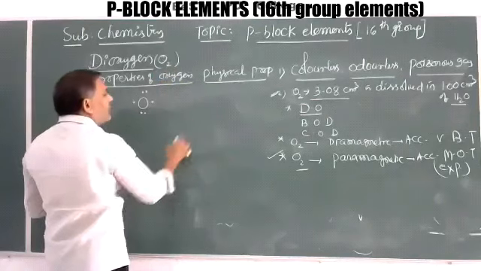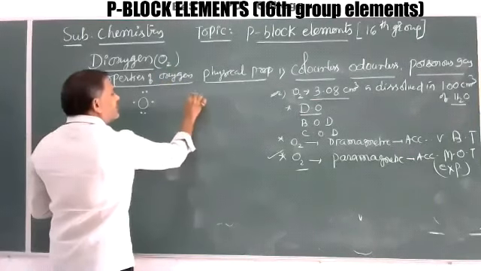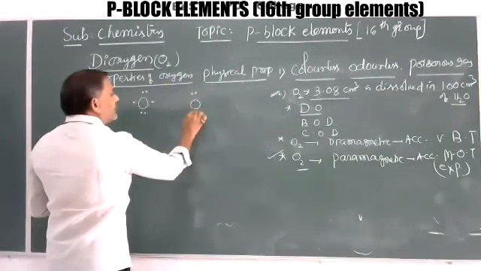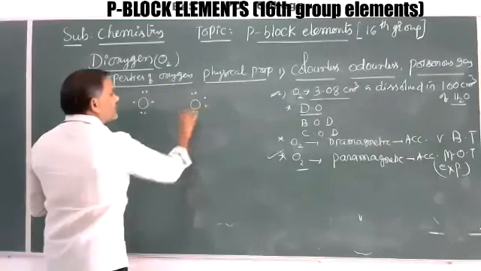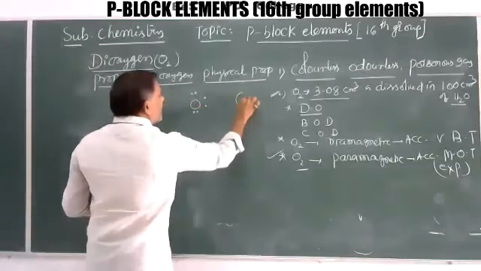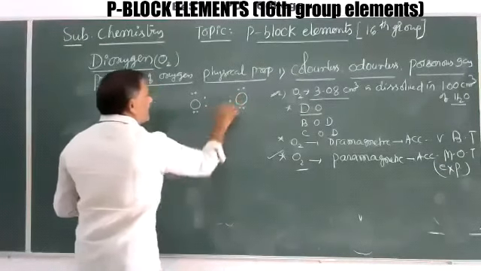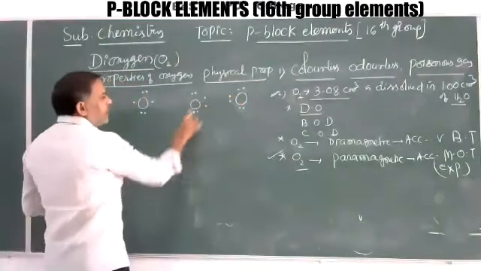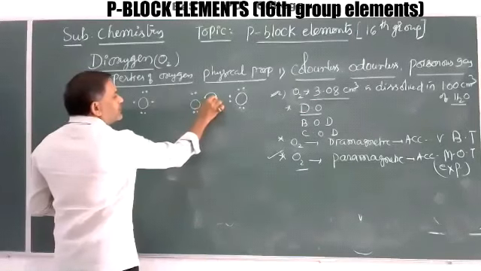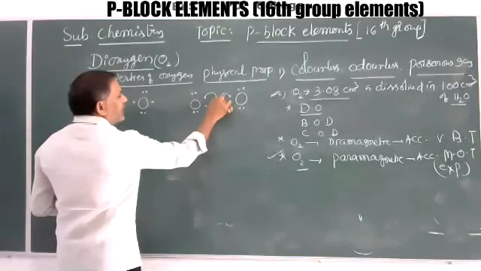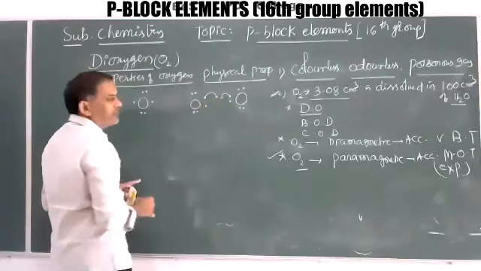So here in the oxygen molecule, two oxygen atoms are there. We can take it like this. This is the Lewis dot structure for one oxygen atom, and this is the Lewis dot structure for the other oxygen atom. One oxygen atom donates one electron to the first oxygen atom. Again, it donates, and it forms one electron pair.